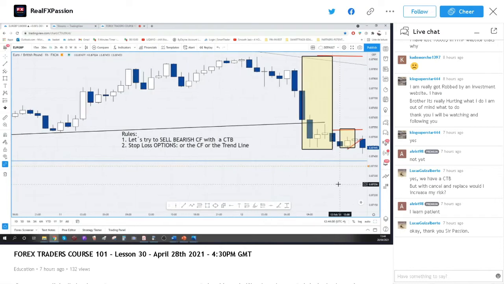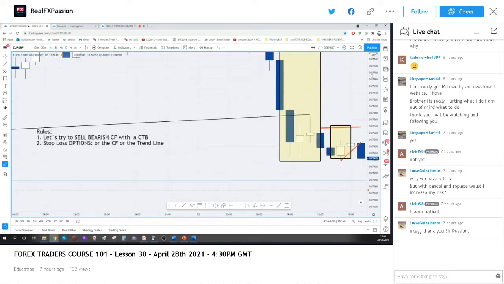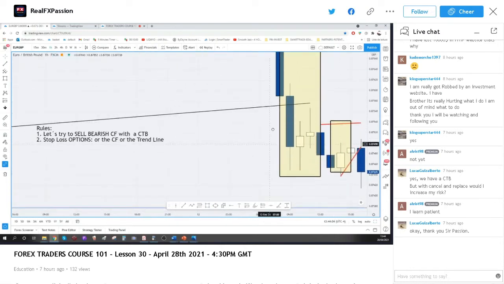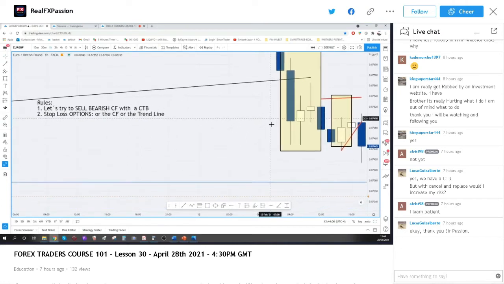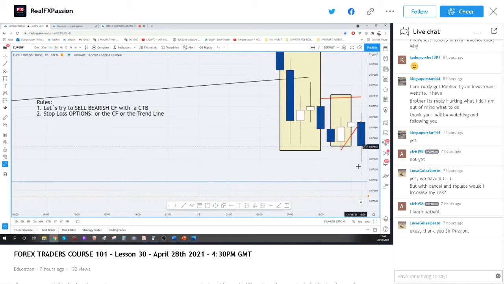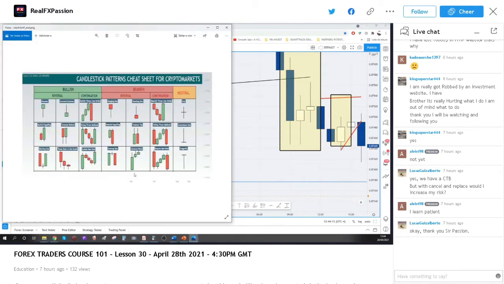Let's zoom in on the chart. Let's increase the candles and let's see, right? So number 1, yes, this is a counter trendline break. And number 2, yes, this is a bearish candlestick formation. Which one? Not to bother with the names, but it would be the bearish engulfing candle.